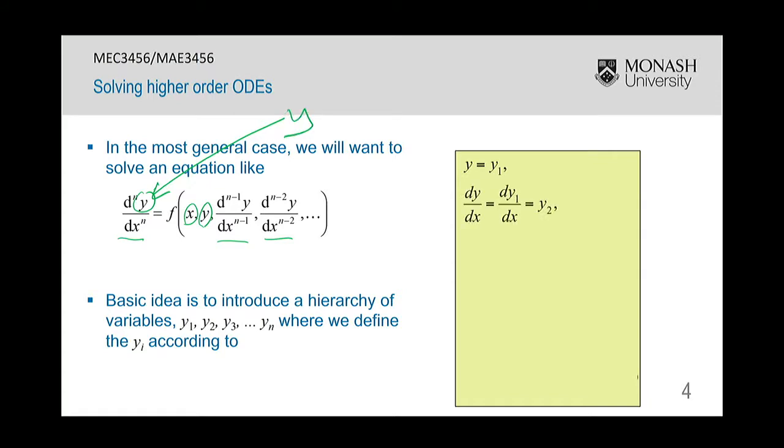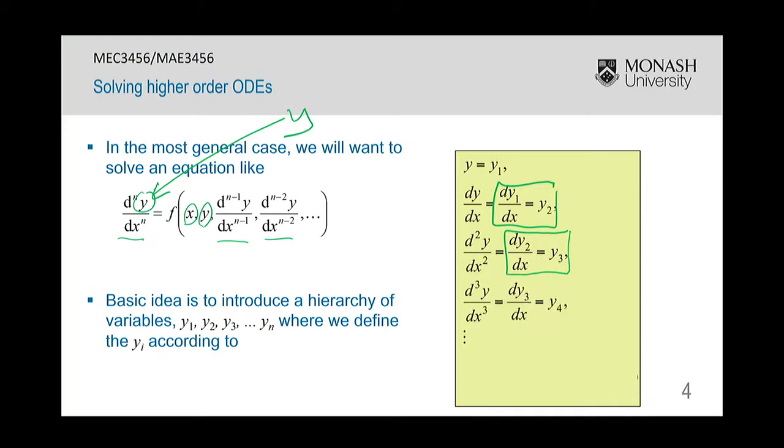We then say, okay, we want to let dy dx, which obviously from the above equation is also equal to dy1 dx, be equal to y2. So we're defining y2 using that equation there. So we're introducing a new variable that's equal to the first derivative of our solution. We then say that the second derivative of y, obviously that's going to be equal to dy2 dx. We're going to let that equal a new variable, y3. So we've defined another ODE. dy2 dx is equal to y3. And we can go on.